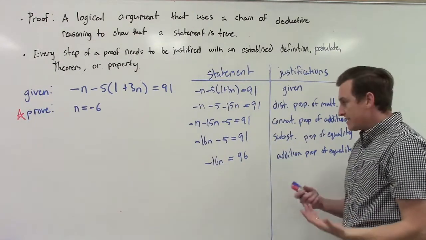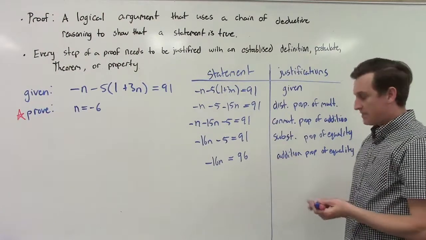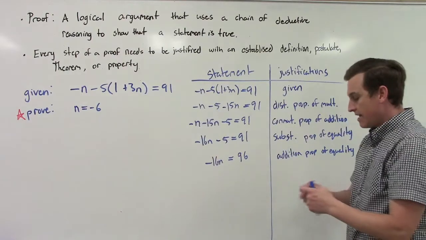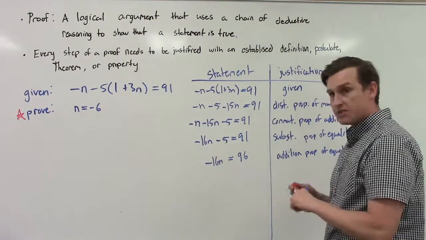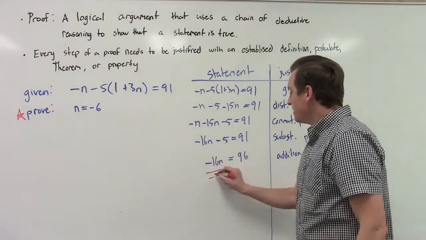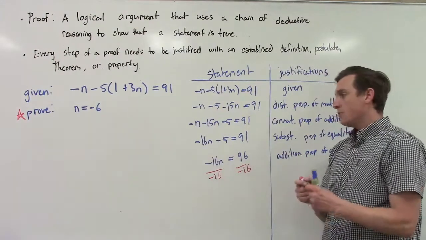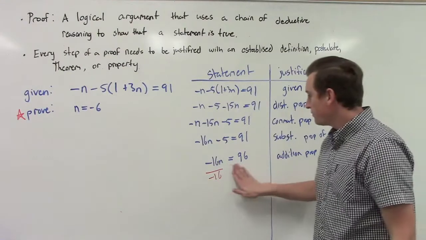Okay, next thing, or the last thing here, is to divide both sides by negative 16. Because this is a negative 16 times n. We're trying to undo operations on n. Now again, if we were solving this problem, we would normally do something like this and cross it out and say n equals. But we don't show that part in the proof.